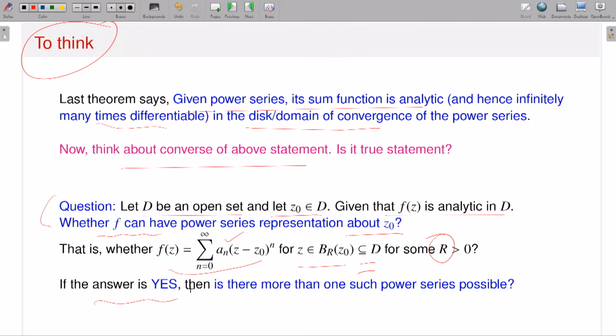And then you can ask, how many power series will I have around the point z0? Is the power series representation of my function f around the point z0 unique? The answer is yes, it is unique, because it follows from the fact that you can write the coefficients a_n of your power series in terms of the derivatives of the sum function f. So if I have a power series expansion, then it is unique.